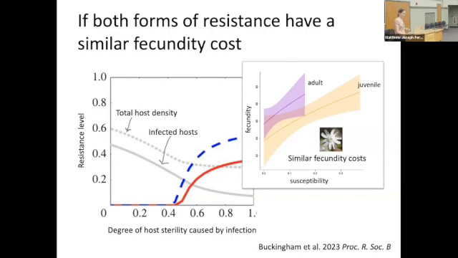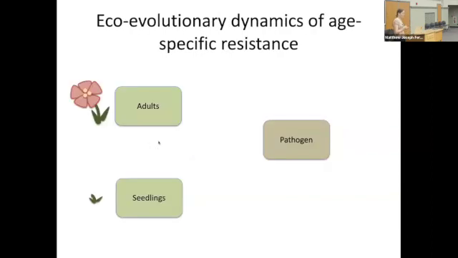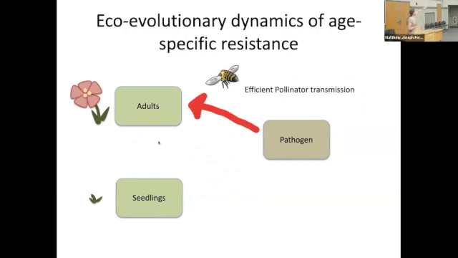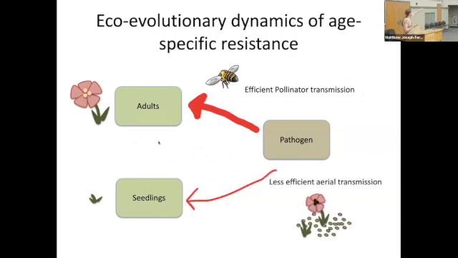And so to summarize, let me give you a little cartoon. This is what we think is happening in nature. We've got this population of adults and seedlings. A pathogen comes in, and maybe one hypothesis is that initially, if everybody's susceptible, the pathogen goes crazy, and there are these efficient pollinators that move the spores exactly to the hosts. And there's a less efficient aerial transmission mode where you're just getting neighbors right next to you. But this generates really strong selection in the host to evolve adult resistance and knock off that transmission mode.